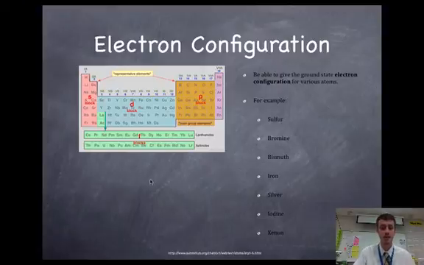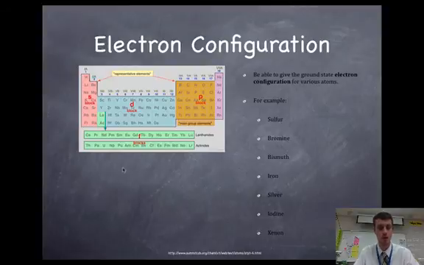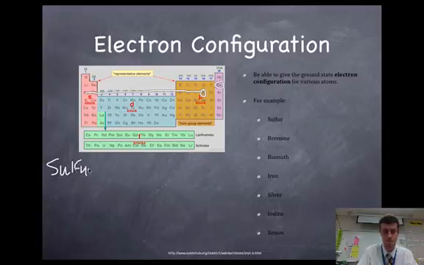So, for example, if I'm doing it for sulfur, which is right here, I'm going to go to the noble gas that comes before it. So I'm going to go backwards to the noble gas that comes before it. In this case, that's neon.